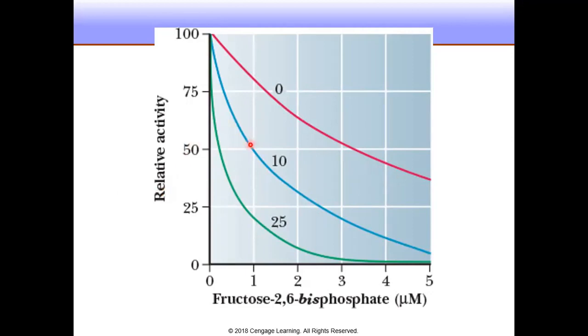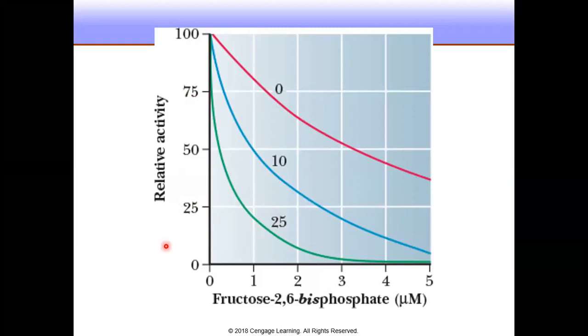However, its effect is greatly increased by the presence of the allosteric inhibitor called AMP. Now, they assayed the reaction in the presence of 10 micromolar of AMP and 25 micromolar of AMP. And you can see there is a greater decrease in the activity as the concentration increases. The activity was measured in the presence of 10 micromolar fructose 1,6-bisphosphate, which is the substrate.